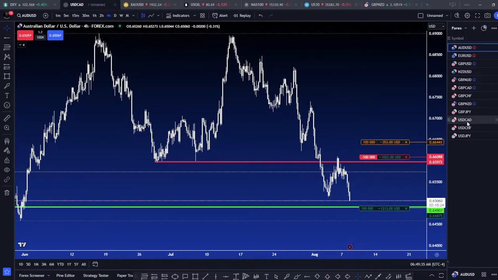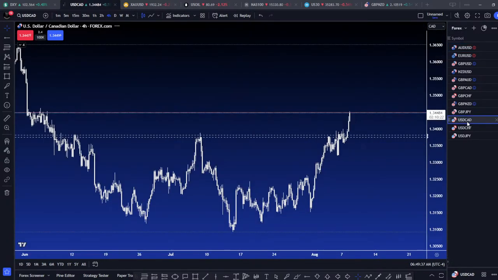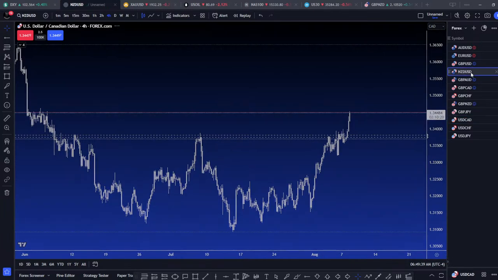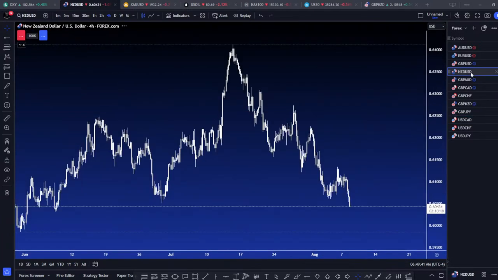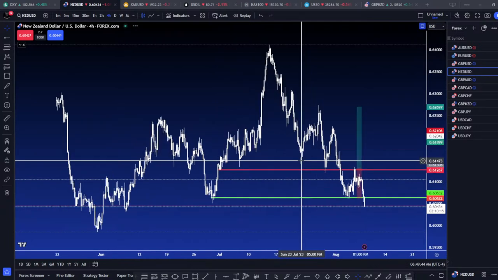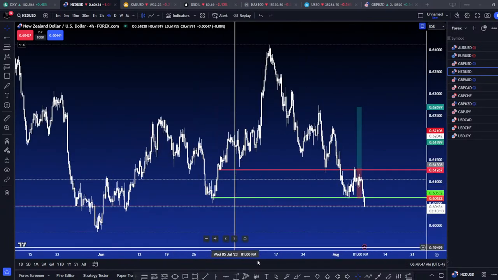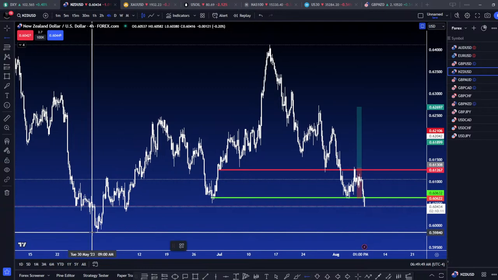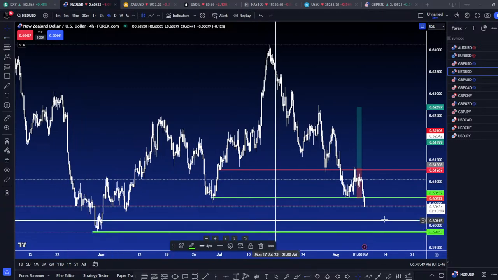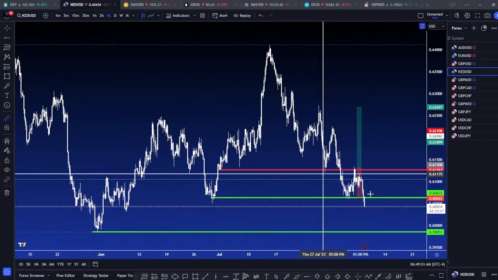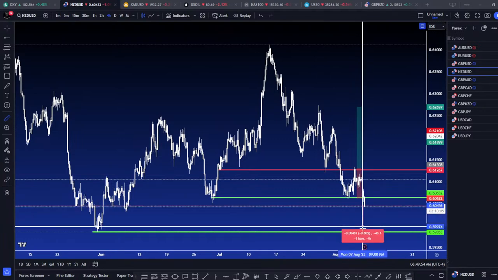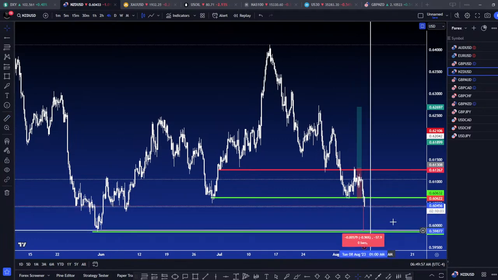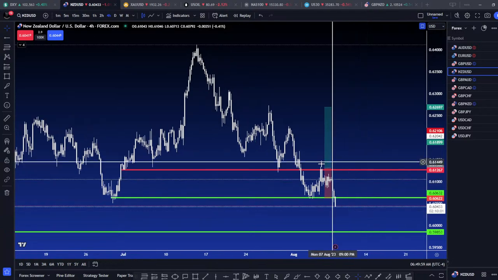But let's look at some of these dollar based pairs. You know what? Let's look at pound New Zealand, because this one looks like we have a little more wiggle room to drop to the next level of support right here. Let's do a quick measurement. Another 50 pips, guys. We'll take this.